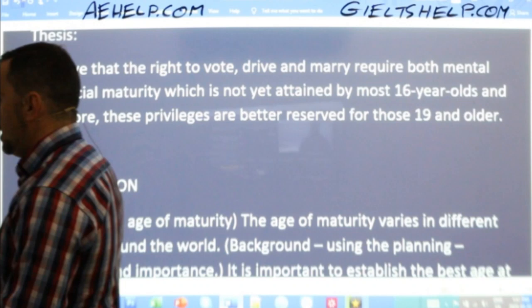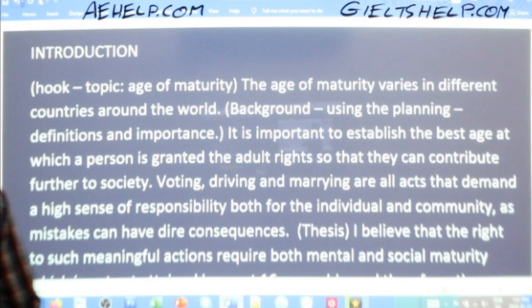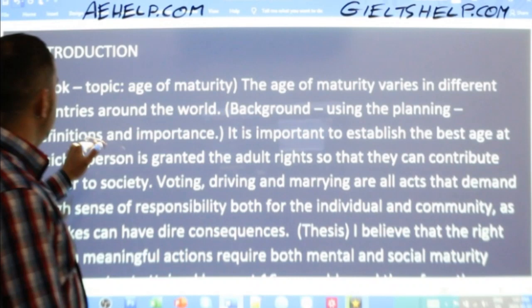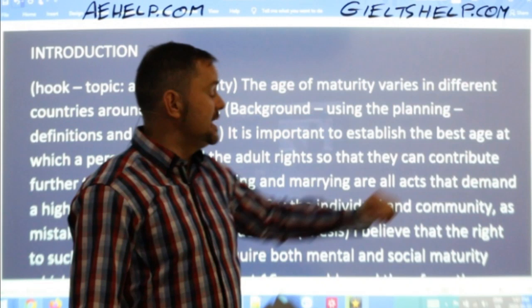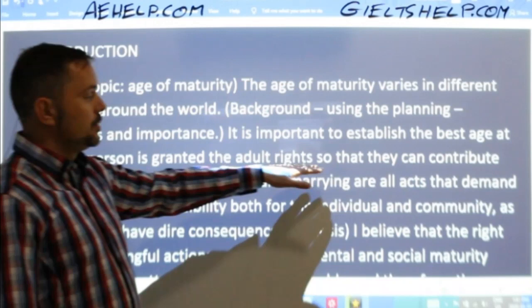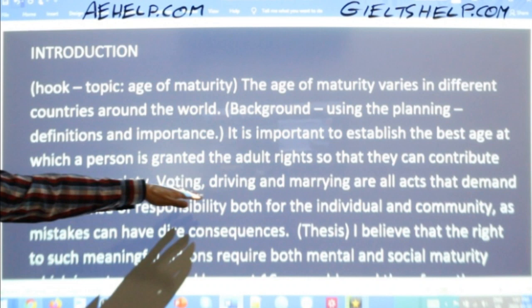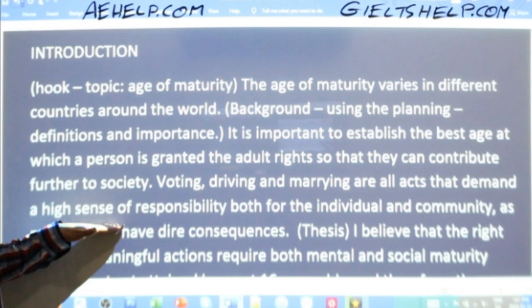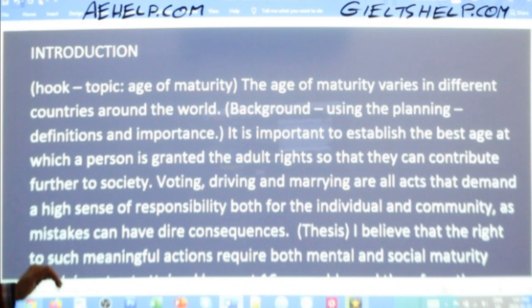All right. So here is my full introduction. Have a look. So again, from the top, the age of maturity varies in different countries around the world. It is important to establish the best age at which a person is granted the adult rights so that they can contribute further to society. Voting, driving, and marrying are all acts that demand a high sense of responsibility, both for the individual and community, as mistakes can have dire consequences. Okay?